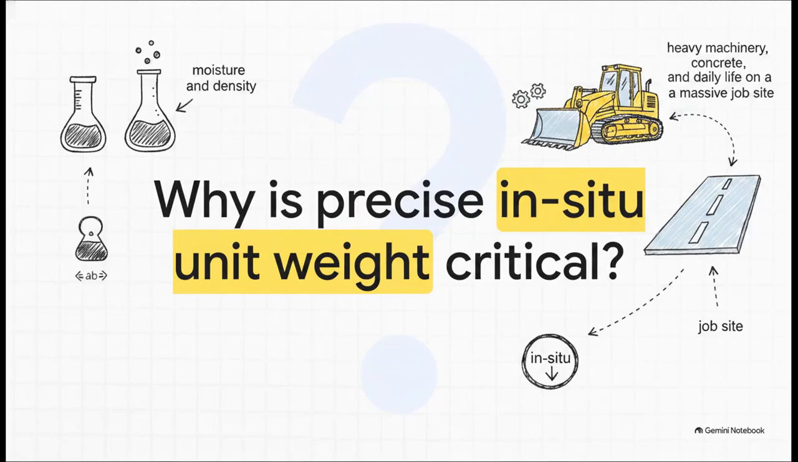Pop quiz number 2. We've just calculated moisture and density in the lab, but how does this calculation translate to the heavy machinery, the concrete, and the daily life on a massive job site? Why is determining this exact in situ unit weight so critical?